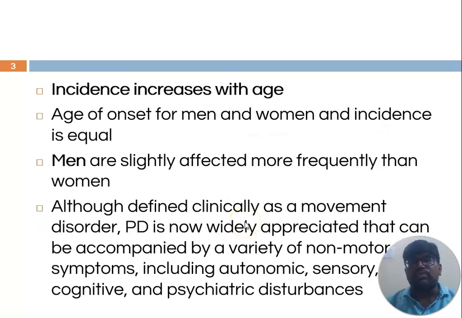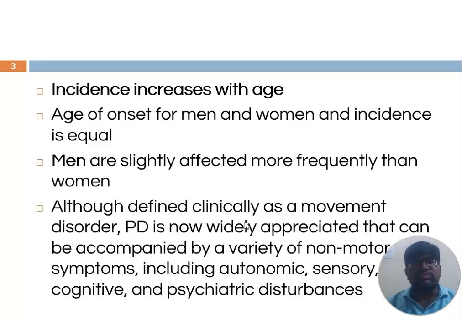And particularly when we talk about the risk factors, I already mentioned age beyond 60 is one important parameter. That's why increasing age is an important parameter for greater incidence of Parkinson's disease. And the second important thing is the age of onset is almost equal in both genders. But in terms of risk, men have a little bit higher risk compared with women.